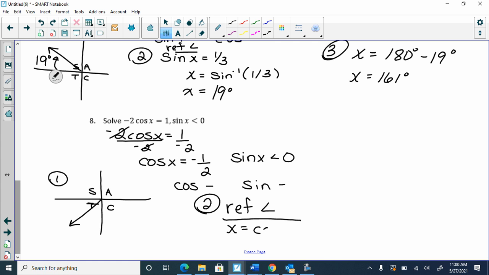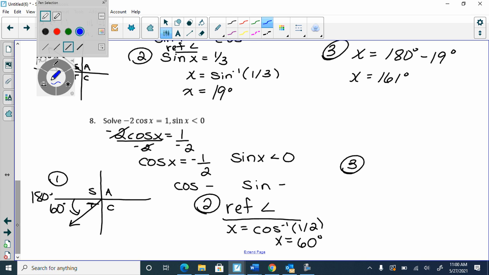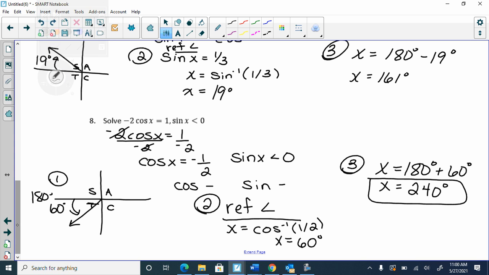x equals cos inverse of a half. So I'll take the positive, and that's 60. So here would be 60. And in quadrant 3, I always do 180 plus 60, which is 240.